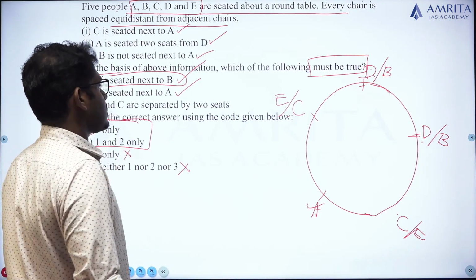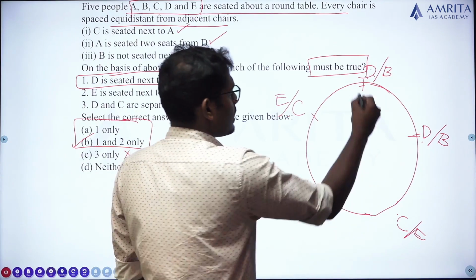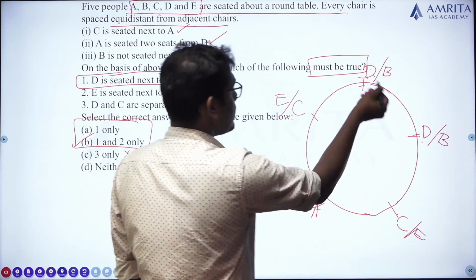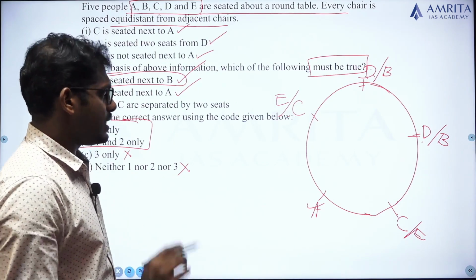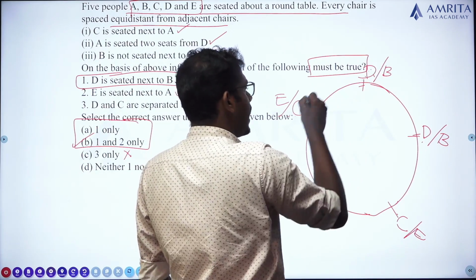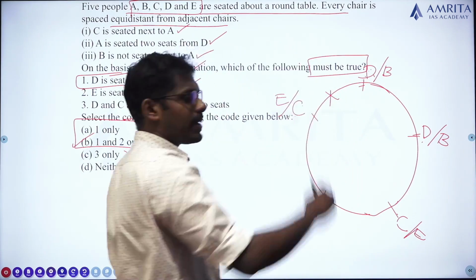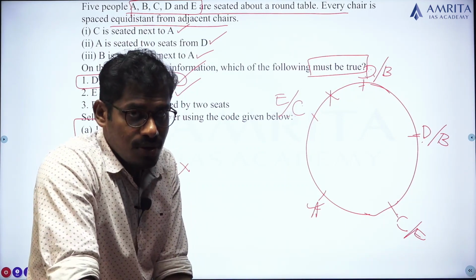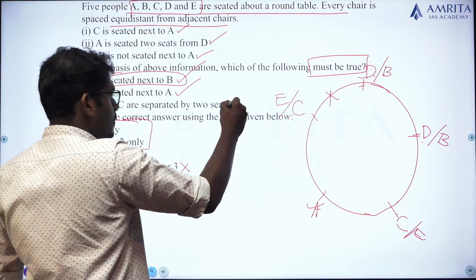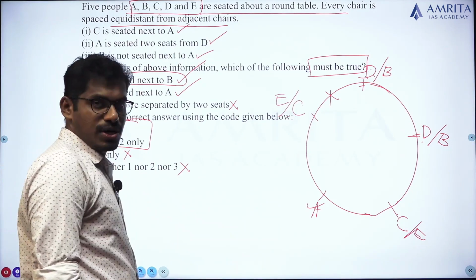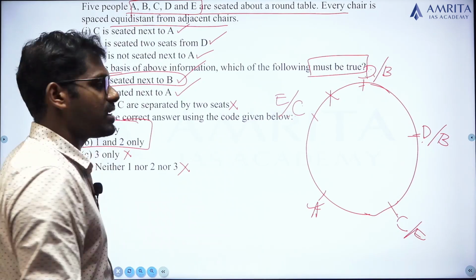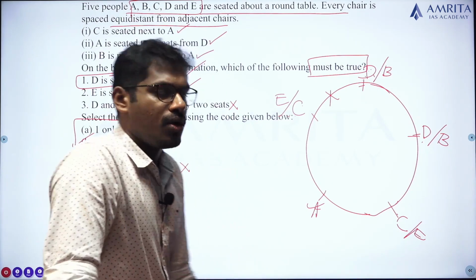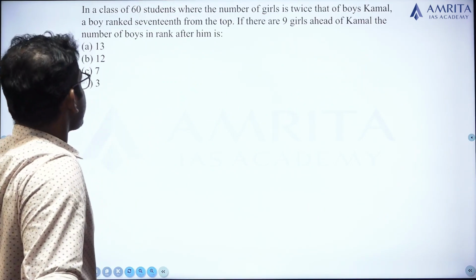D and C are separated by 2 seats. If D is here and C is here, they are not separated by 2 seats. So it cannot be said as definitely true. So this statement cannot be said as always true or must be true. So the third statement is incorrect. The answer is option B, 1 and 2 only. Okay, moving to the next question.